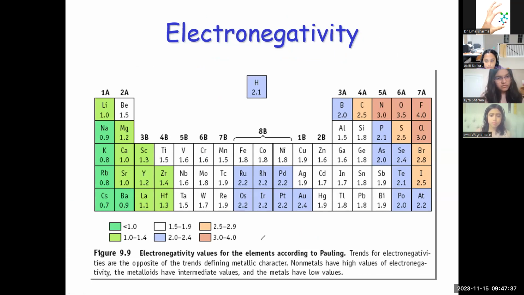table. Now, which one has the highest value? There are noble gases missing. I don't know why they are mentioning it. Hydrogen is here. What about helium? The entire noble gas atoms are missing because we don't assign them electronegativity values. And this one is missing because they are radioactive.